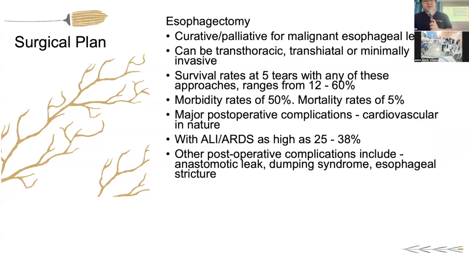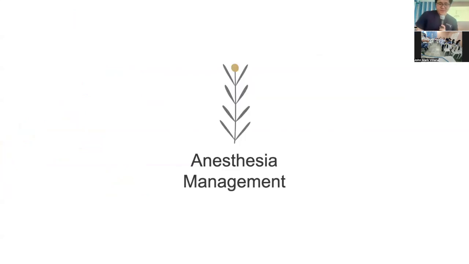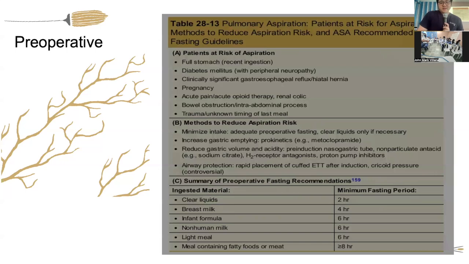So esophagectomy usually is done for these patients with malignant esophageal lesions. But for those with hiatal hernia, these are usually done by laparoscopic approach. And most of the complications would include cardiovascular in nature. So for the management, since these patients are at risk for aspiration, they should be given at least a prokinetic, metoclopramide or ranitidine to decrease the gastric contents. They should also be subjected to at least 8 hours fasting to promote gastric emptying.